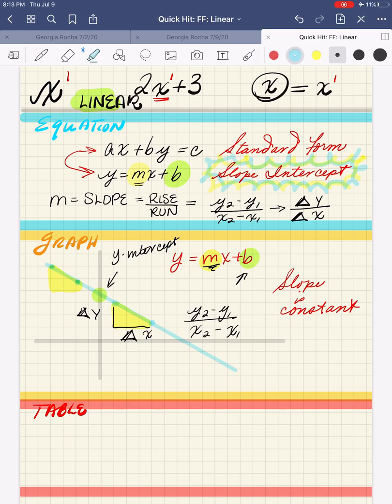Now, we call these t-tables. The reason why we call them t-tables, it's not terribly sophisticated. It looks like a giant T. And our x's are here and our y's are there. So I can populate that with data from my points, right?